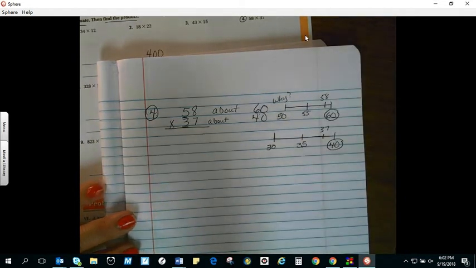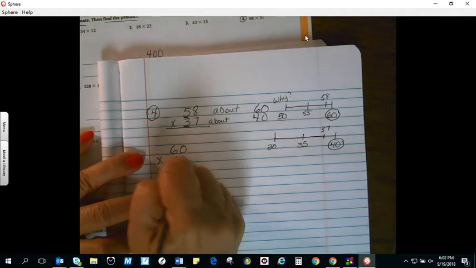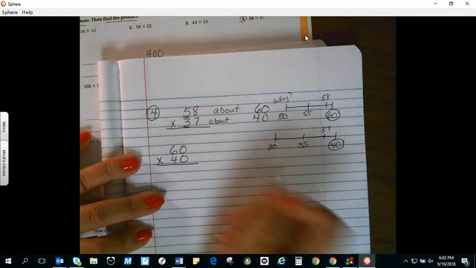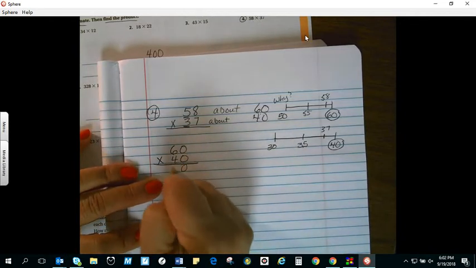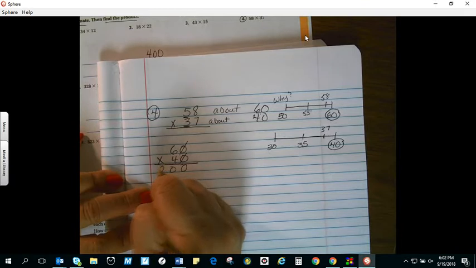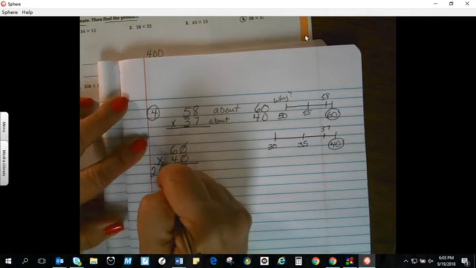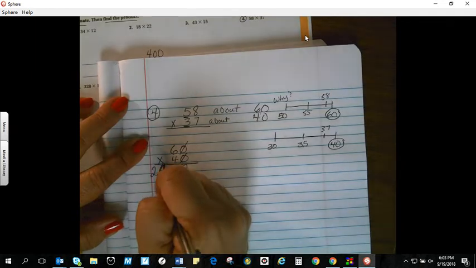Now I can multiply those out. So now I'm going to multiply 60 times 40. Okay, I have 2 zeros. I'm going to knock those out. 6 times 4 is 24. My brain is going much faster than my hand, or my hand's going faster than my brain, I think. So now my answer is 2,000. Does that look like a 4? I hope so. It's 2,400.